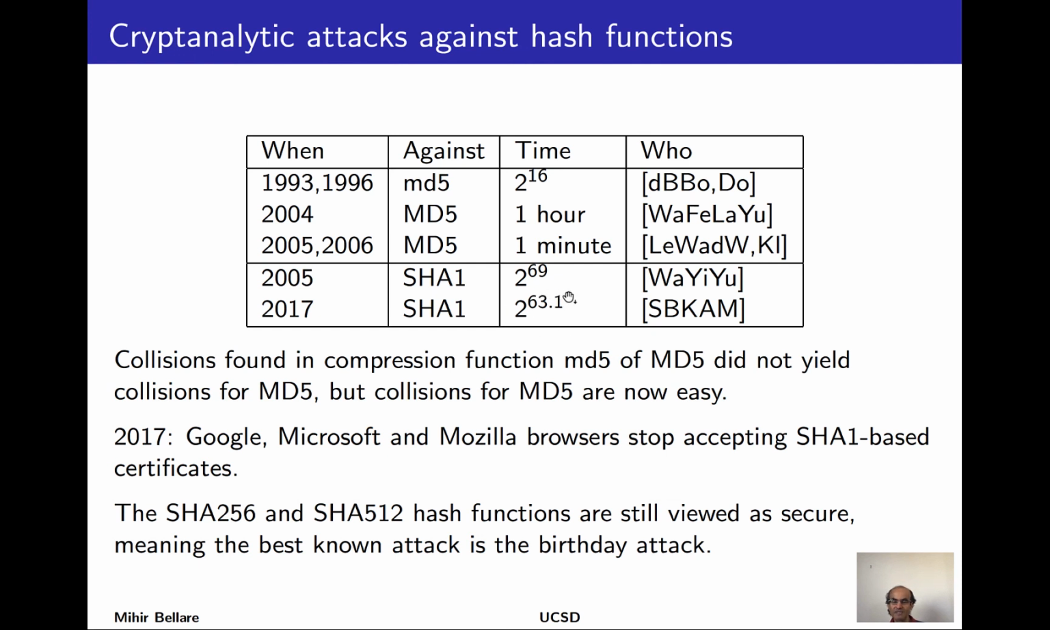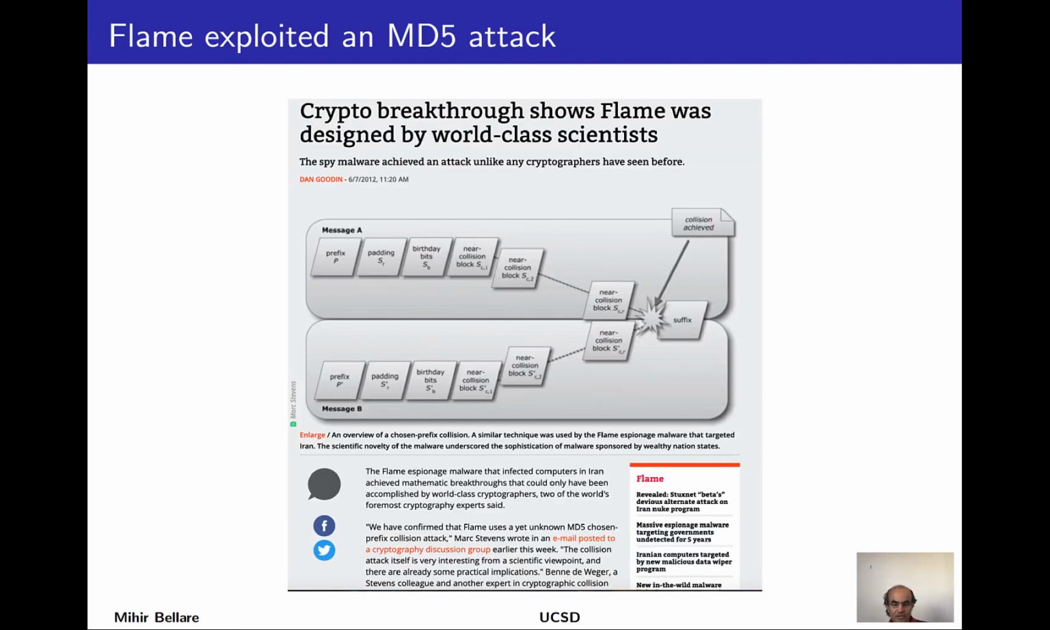And this was demonstrated as feasible. So the collisions were actually found. And the result is that the hash function was phased out. So major vendors of browsers stopped accepting certificates based on SHA-1. The later functions in the SHA-2 series are still viewed as good. As far as we know, the best attacks on them are the birthday attacks. So this is an interesting illustration of how attacks on hash functions are exploited.